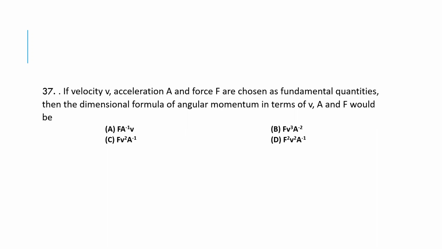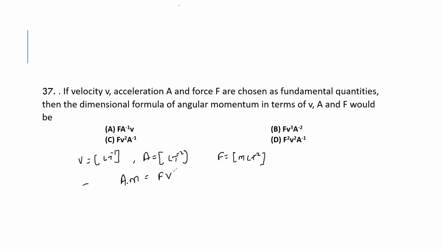So substitute the dimensional formula for each option. See here, velocity v, we know that it is L t raised to minus 1. Next we have acceleration, which is L t raised to minus 2. Then next we have force, which is m L t raised to minus 2. By substituting the dimension of each quantity, we can check the accuracy of the formula. Okay, so angular momentum, we can verify for all the options.